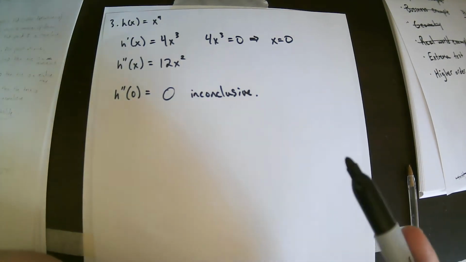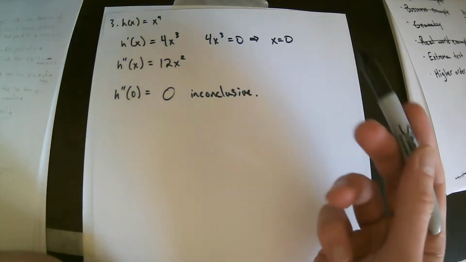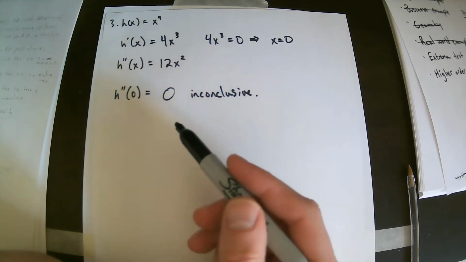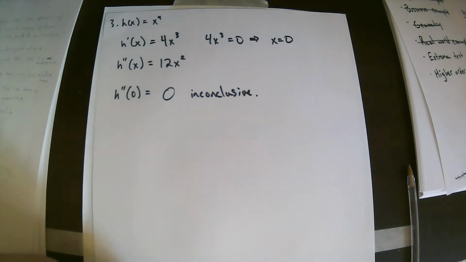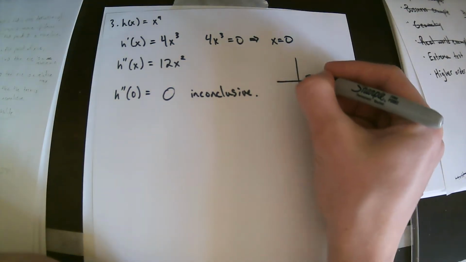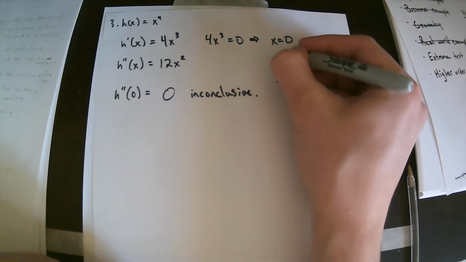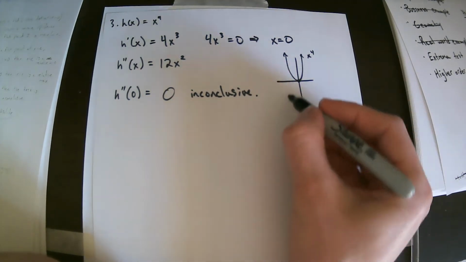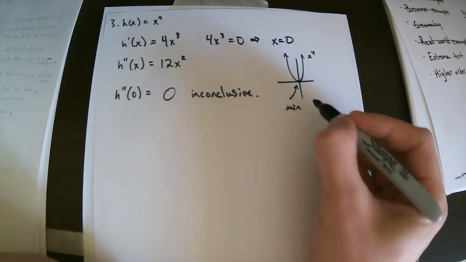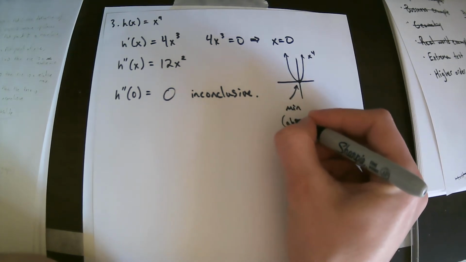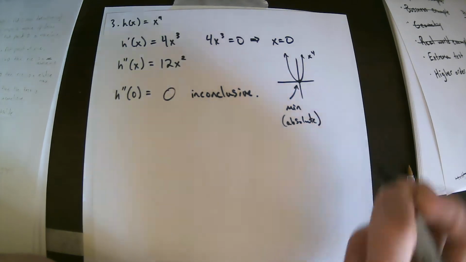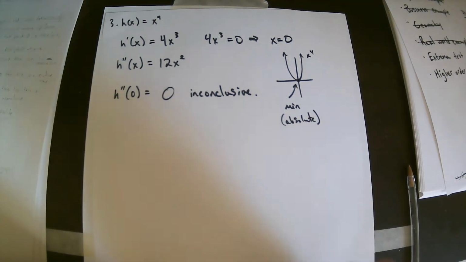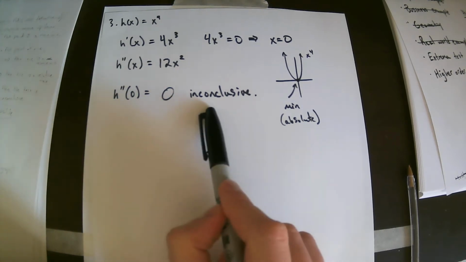You're going to need all the other tests we did. You could test points around x equals 0 in the first derivative test. Best thing really though, is to just know what the graph looks like, right? That's roughly x to the fourth. So clearly that point is going to be a min. In fact, it would actually be absolute, wouldn't it? But we could not figure that out from the second derivative test because we got an inconclusive result.